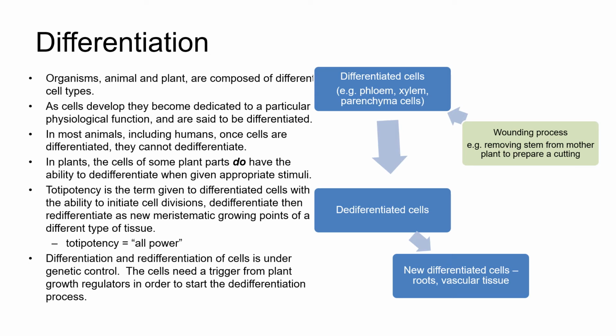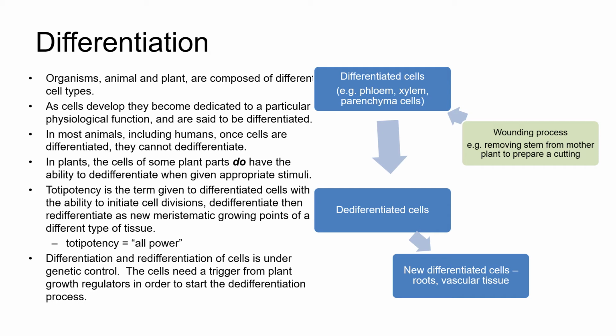Organisms, both animal and plant, are composed of different cell types. As new cells develop, they become dedicated to a particular physiological function and are said to be differentiated. For example, muscle, nerve, and epidermal skin tissue in humans are all differentiated cells with a specific purpose.